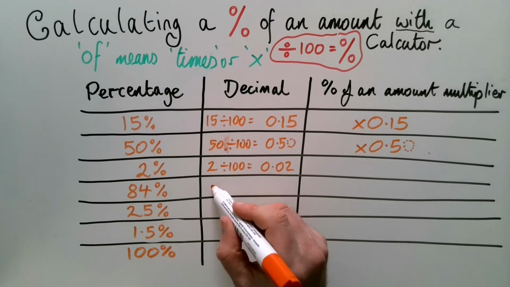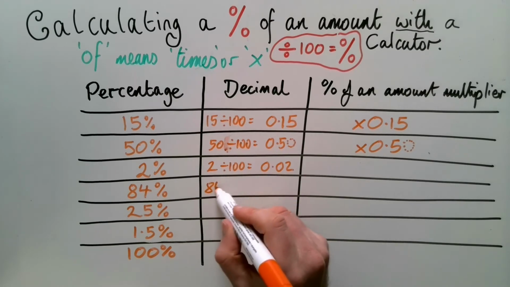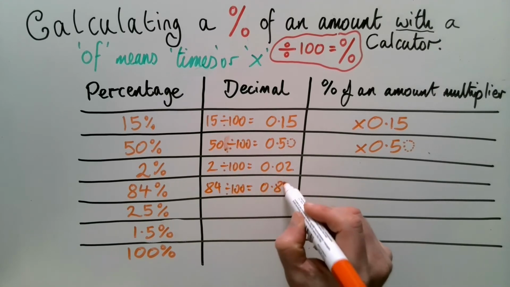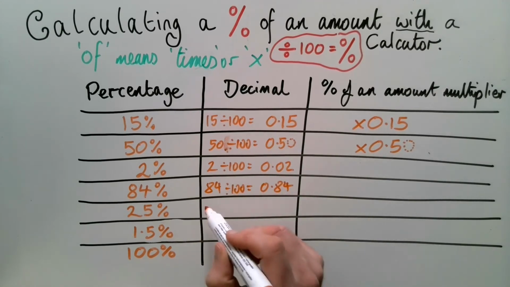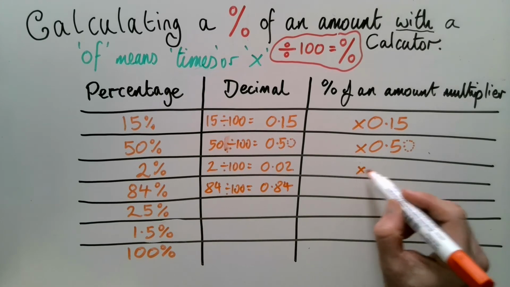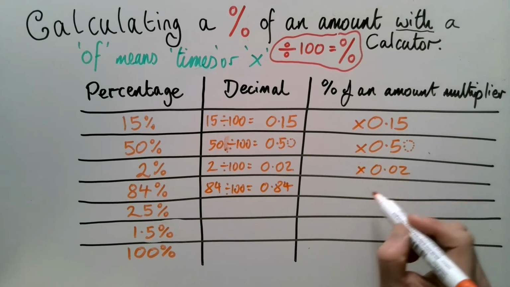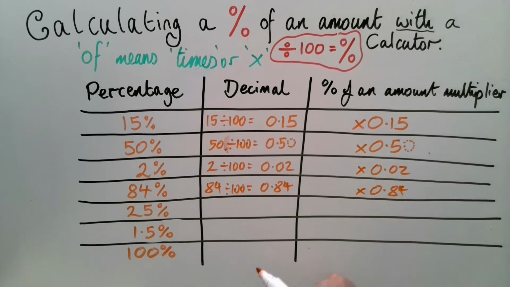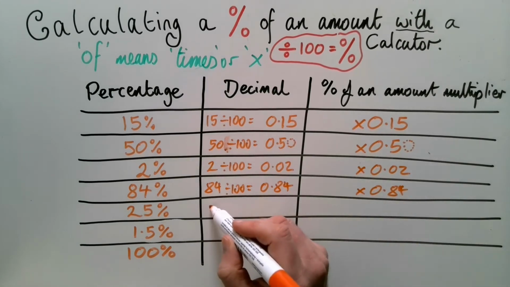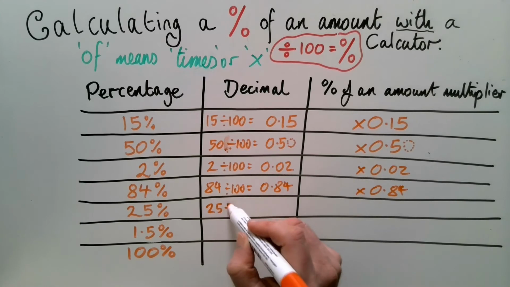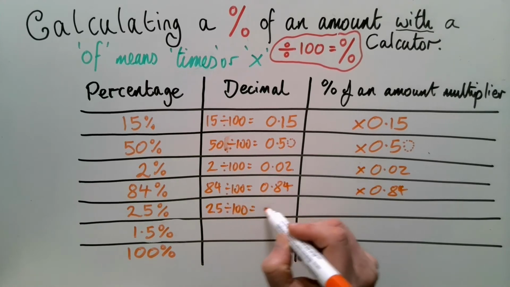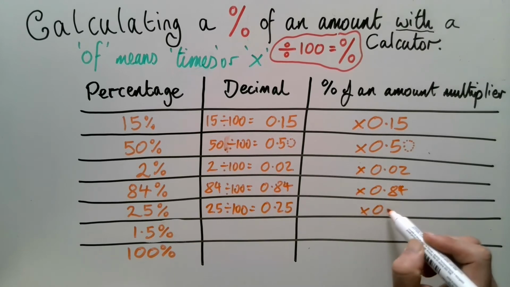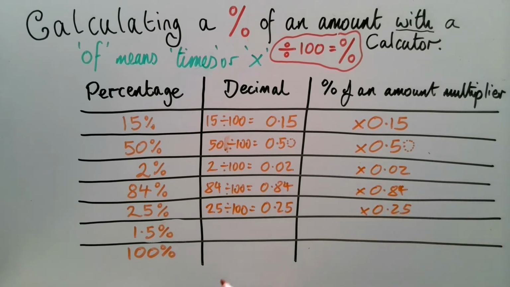84% we are going to be dividing by 100, so that's going to give us 0.84. Oh, and we will have multiplying by 0.02 for 2%, multiplying by 0.84 for 84%. For 25%, 25 divided by 100 is 0.25. So we're multiplying by 0.25.